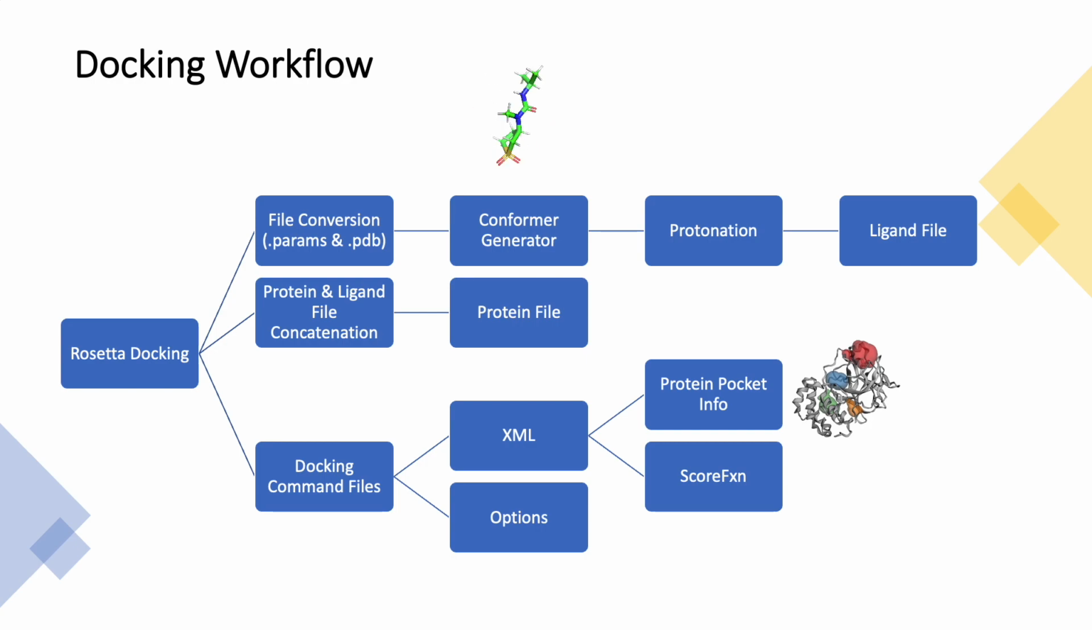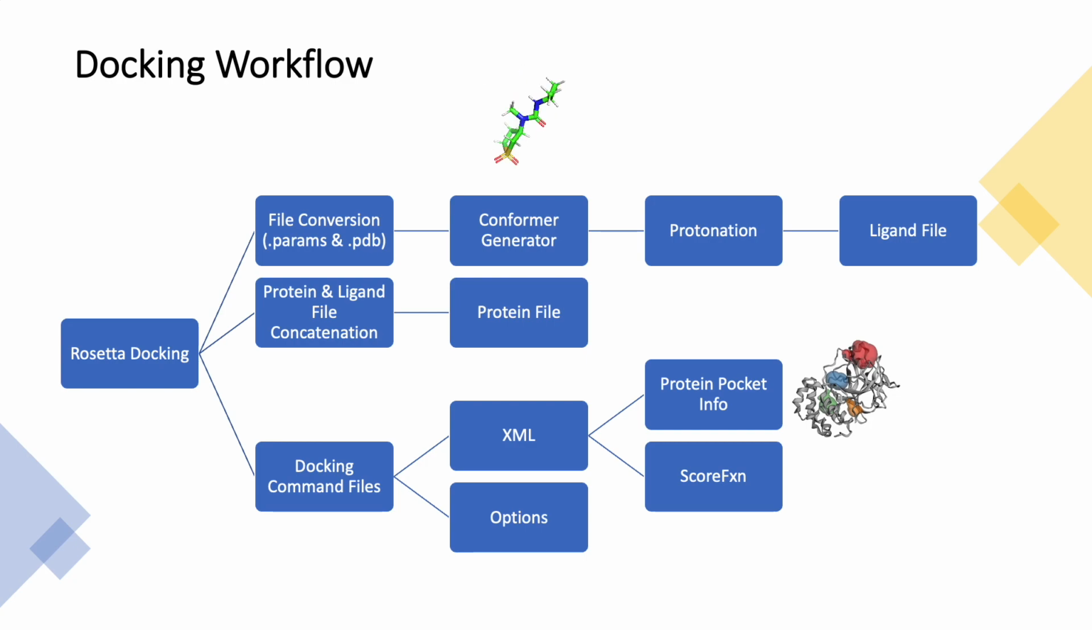For the file preparation, first we have the ligand file, and then you go through protonation, conformer generator, and file conversion. In this tutorial, the protonation step is already finished, so we will start from the conformer generator. After the conformer generator, we'll go through a file conversion. In this step, we'll generate two files. One ends with params and another ends with PDB.